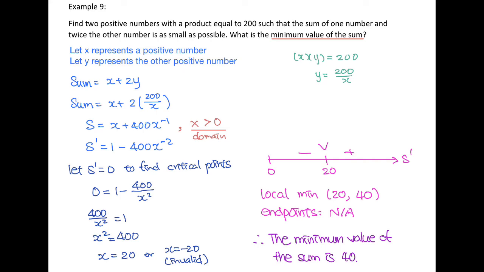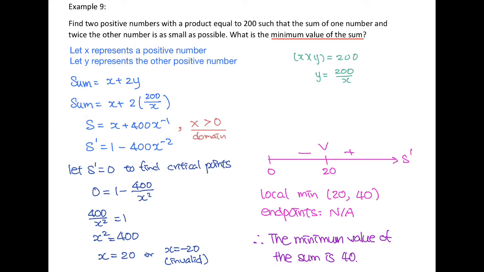So let's go back to the question. We know the product has to be 200, so I know x times y has to be 200. That means I can isolate y to be 200 over x. Let's substitute it into the y here, so I get 2 times 200 over x. Then I get a new equation with only one variable in the domain, x.